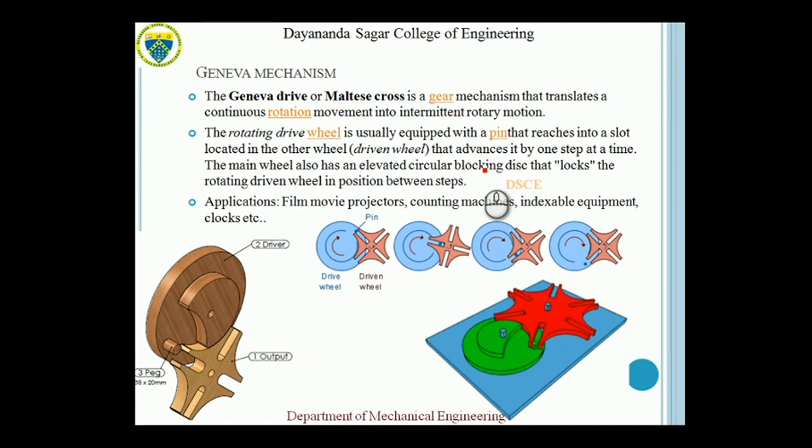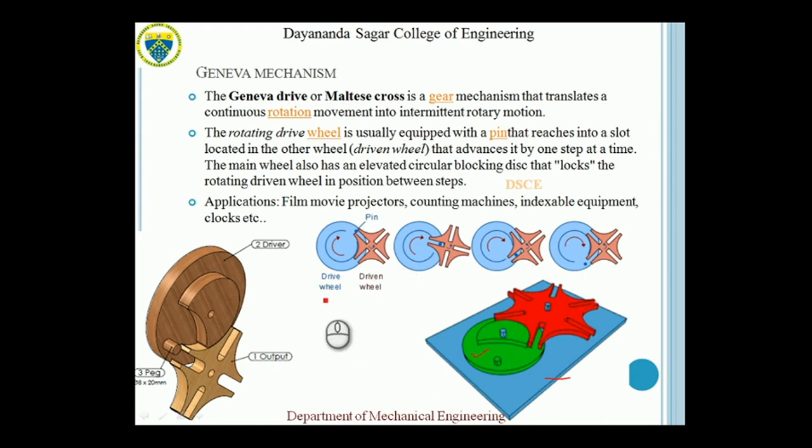The main wheel also has an elevated circular blocking disc that locks the rotating driven wheel in position between steps. Applications of this mechanism are in film movie projectors, counting machines, indexable equipment and clocks, etc. So there are three parts. One is this continuously rotating disc, another disc which makes intermittent motion and has slots like this, and a base which supports all these elements.